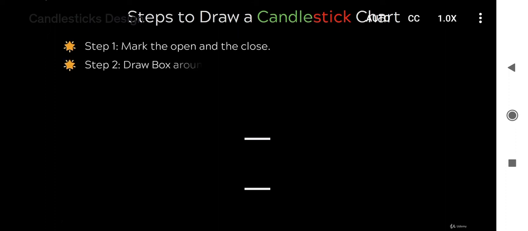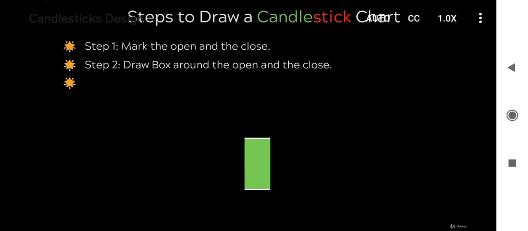In step 2, draw the box around the open and the close. This boxed-up rectangle is in fact the real body. So as you have seen earlier, the real body represents the range between the open and close of the session. If the close is higher than the open, the real body is colored green or white. On the other hand, if the close is lower than the open, the real body will be colored red or black.